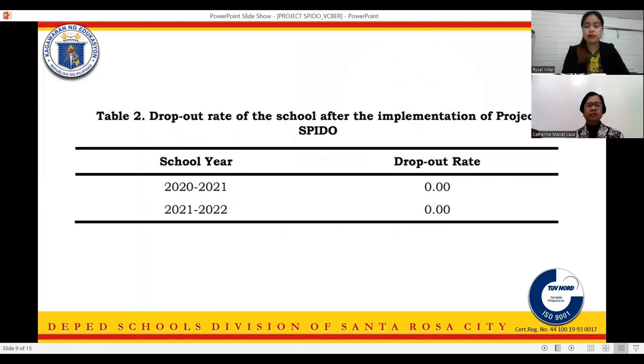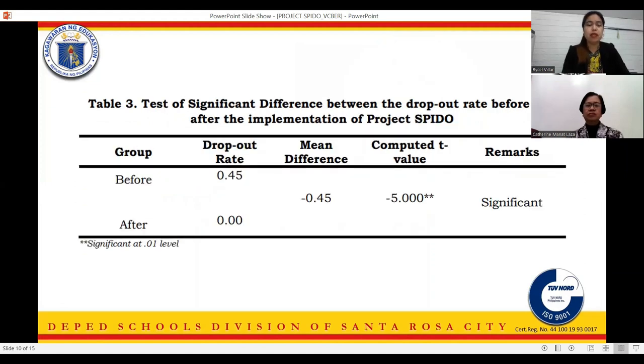From school year 2020 to 2021, up to 2021 to 2022, the dropout rate became 0%. Meaning to say, the implementation of Project SPEDO was effective. Table 3 shows the test of significant difference between the dropout rate before and after the implementation of Project SPEDO.